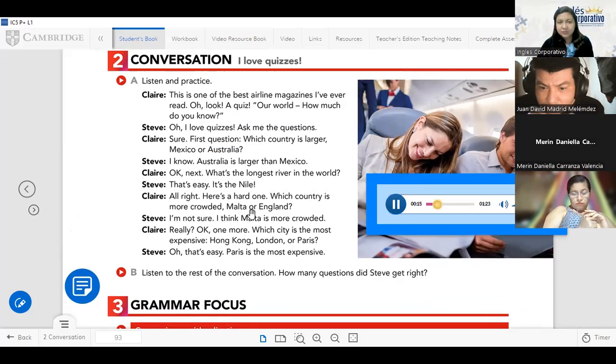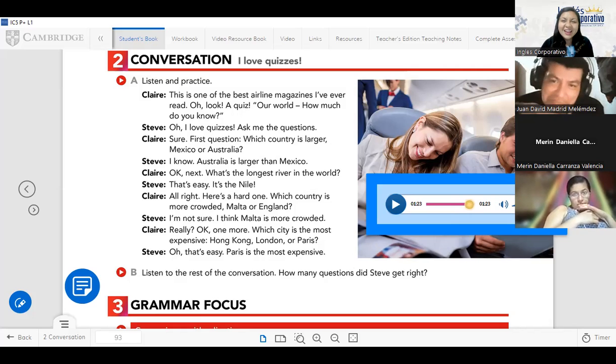So let's see how you did on this quiz. The first question, which is larger, Mexico or Australia? You said Australia. And you're right. Both are large, but Australia is larger. Next, what's the longest river in the world? You said the Nile. Sorry, that's wrong. It's the Amazon. Oh, of course. I knew that. This next question I didn't know. Malta is more crowded than England. So I got it right? I remember hearing that Malta is the most crowded country in Europe. And finally, you said that Paris is the most expensive city. Yeah, and it is, right? Sorry, Steve. Actually, Hong Kong is the most expensive of the three. Really? Wow, I guess I didn't do so well. Two right, two wrong. No, come on. You did okay.